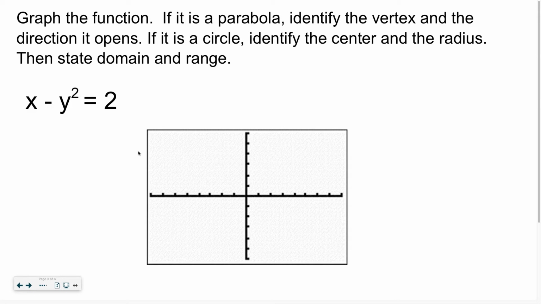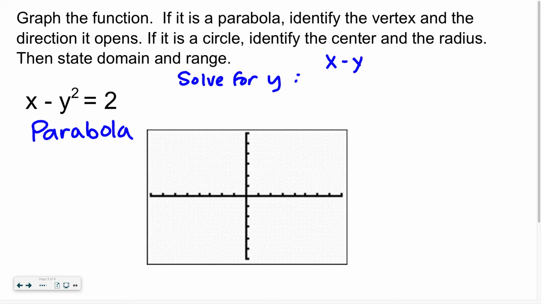Now before we do that, can you tell if it's going to be a circle or a parabola? It's going to be a parabola because it only has y squared. So we know this one is a parabola, okay, because it has y squared only. And then we're going to solve for y. So I have x minus y squared equals 2. What do you want to do to get y all by itself?